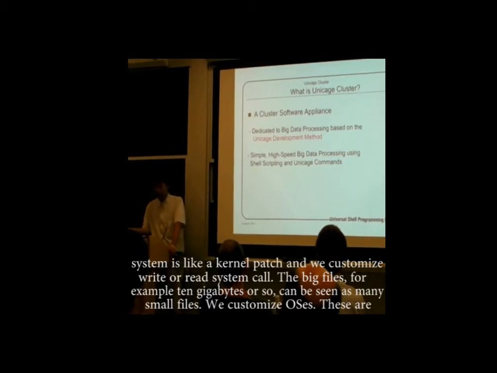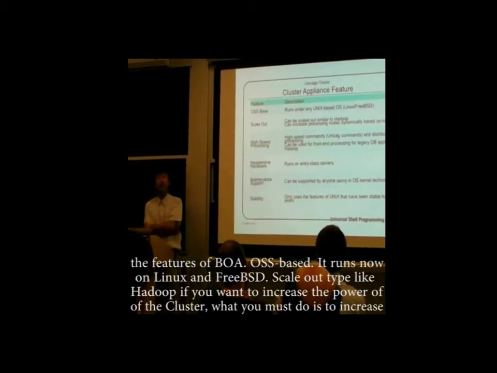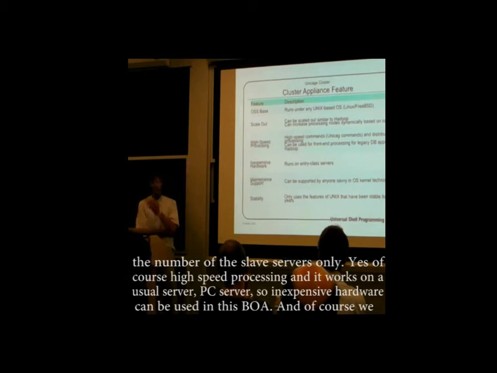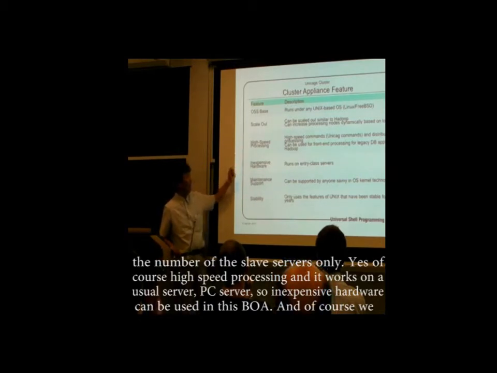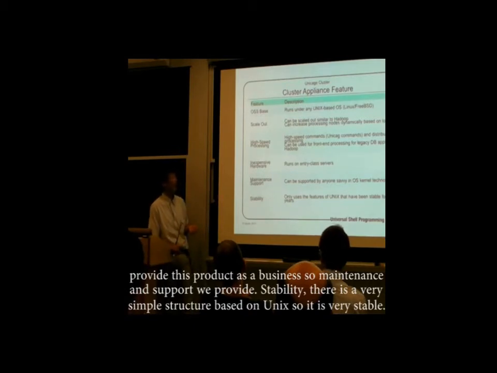And these are the features of BOR. OS-wise, it runs now on Linux and FreeBSD. It is scale-out type, like Hadoop. If you want to increase the power of the cluster, what you do is just increase the number of slave servers. And of course, high-speed processing. It works on usual PC servers, so inexpensive hardware can be used in this BOR. And of course, we provide these products as a business, so we provide maintenance support. And stability. It has a very simple structure based on Unix, so it is very stable.